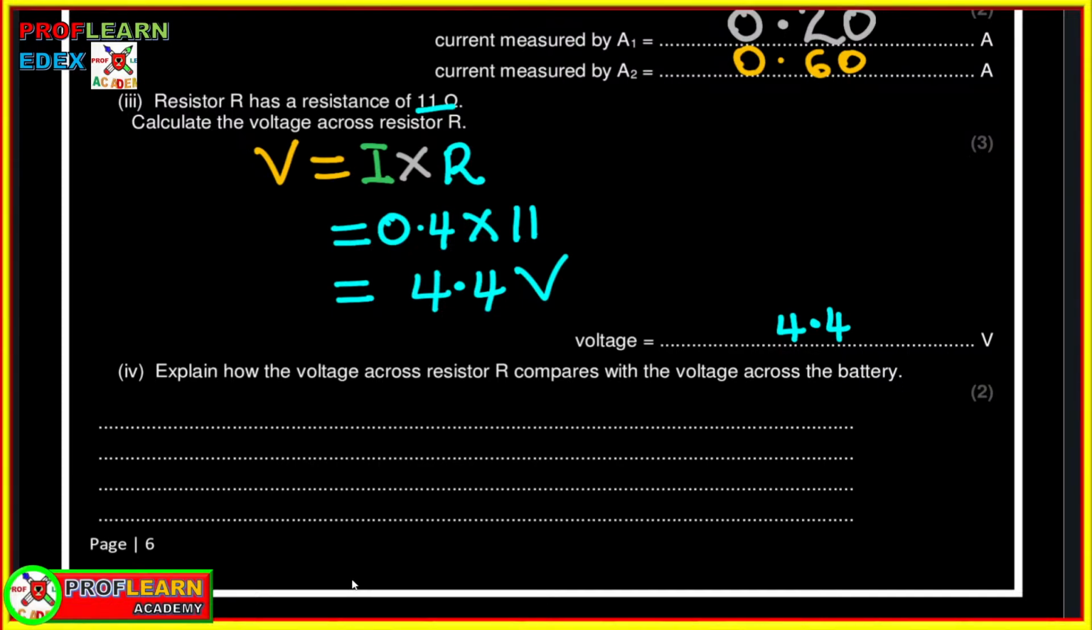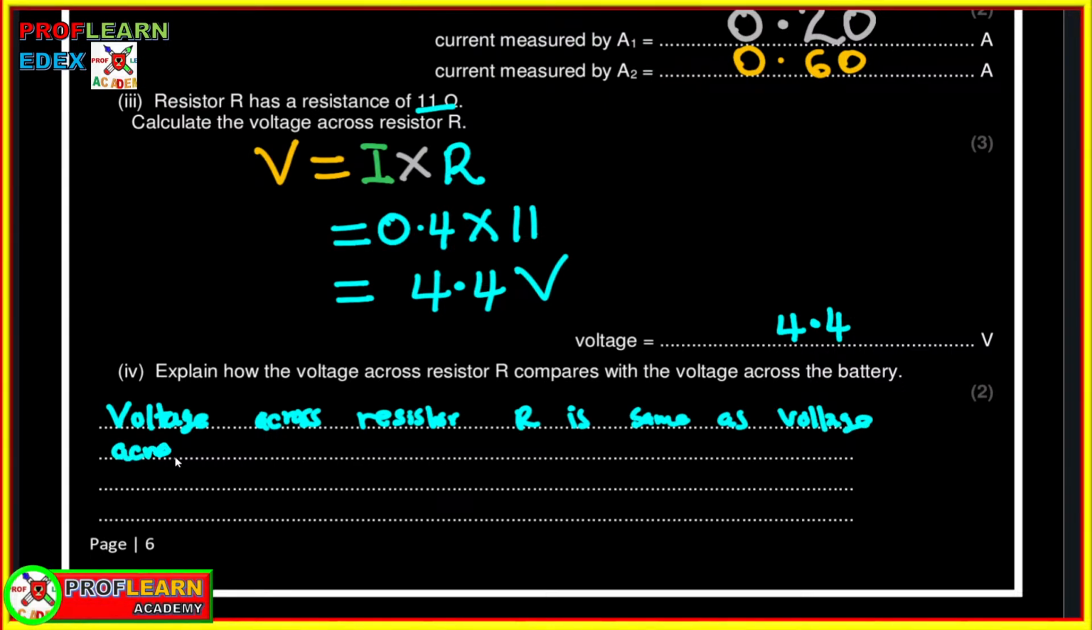We're going to say the voltage across resistor R is same as voltage across the battery.